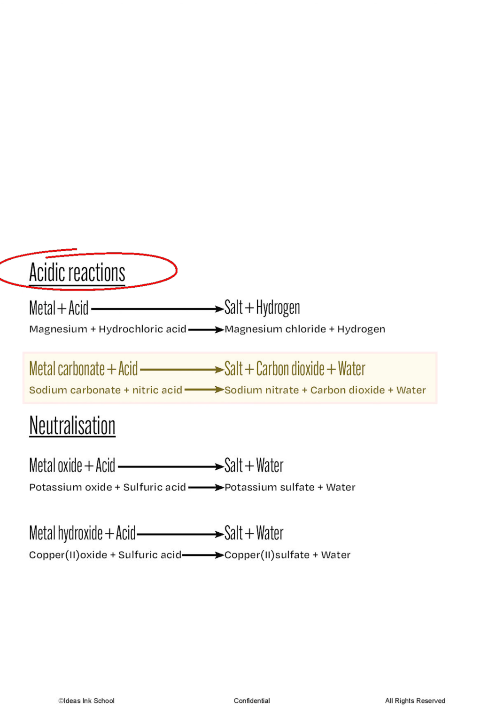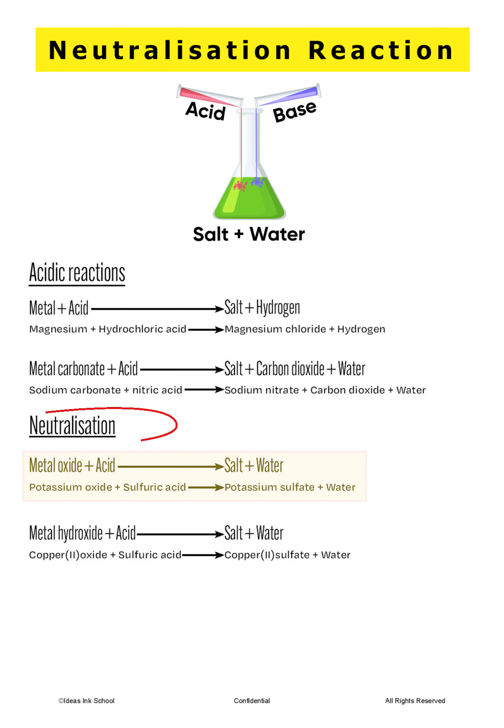Number 2. When a metal carbonate reacts with an acid, a salt, carbon dioxide gas and water are produced. For instance, sodium carbonate reacts with nitric acid to produce sodium nitrate, carbon dioxide gas and water. When a metal oxide reacts with an acid, a salt and water are produced. For instance, potassium oxide reacts with sulfuric acid to produce potassium sulfate and water.